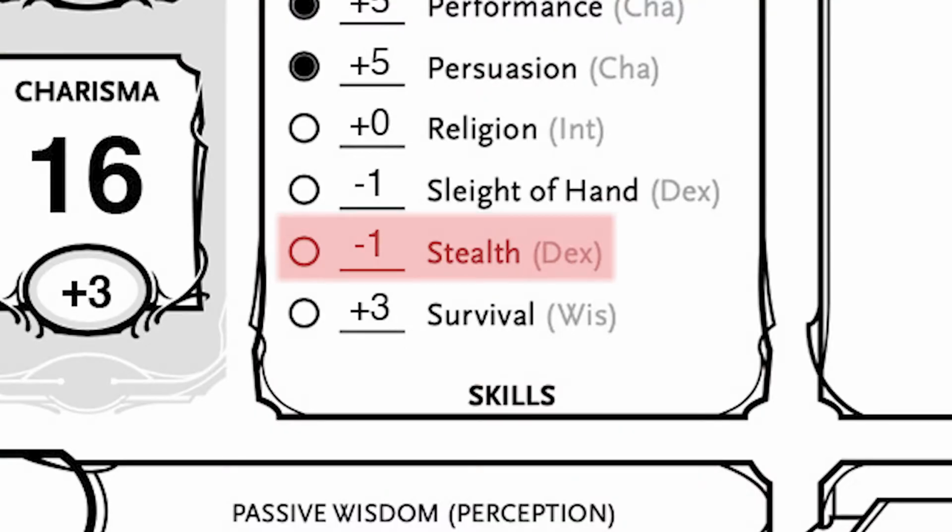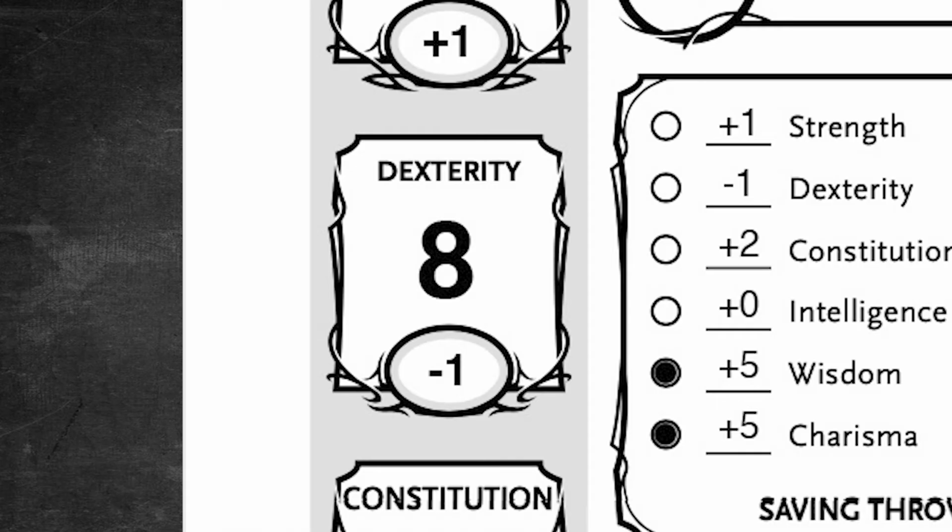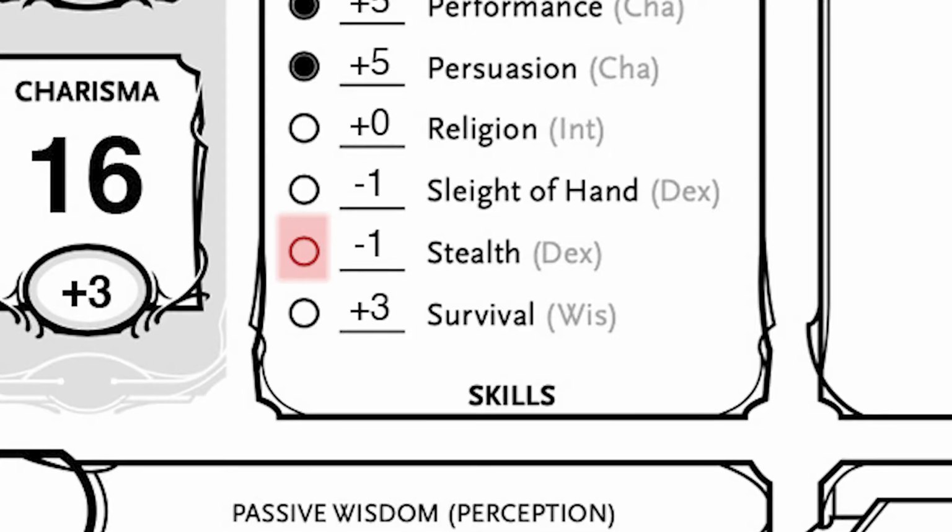In order to have the greatest chance of success, we ideally want to choose a skill with a higher skill bonus. So Mickey's stealth skill bonus is -1. That's because stealth is linked to dexterity, and Mickey's dexterity score is 8, which means the modifier is -1. He also doesn't have proficiency in the stealth skill, so he doesn't get to add the proficiency bonus of +2.